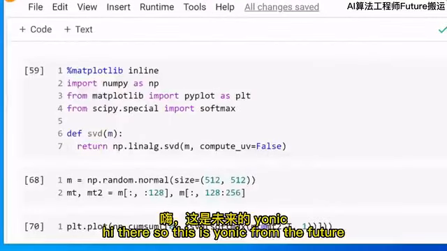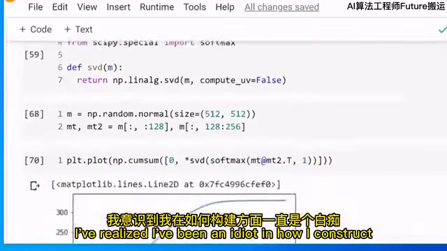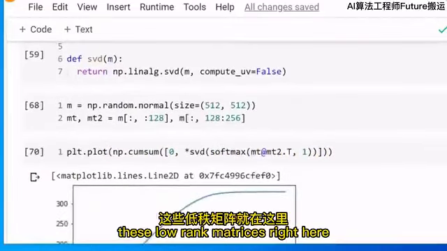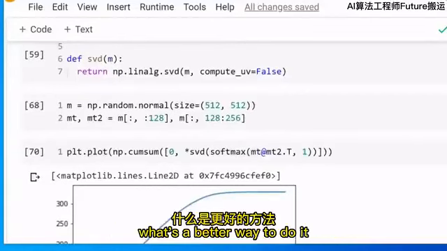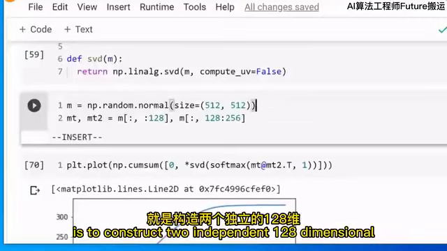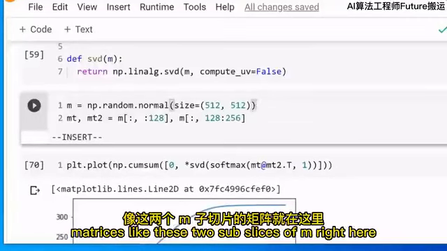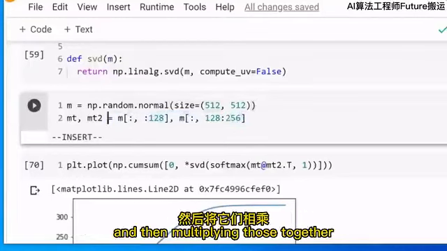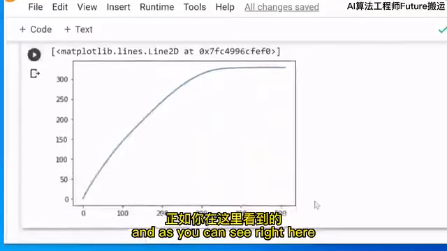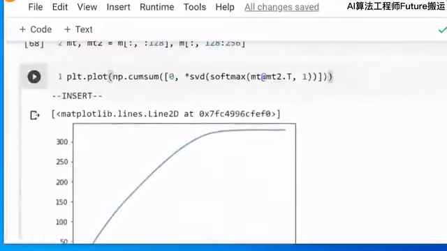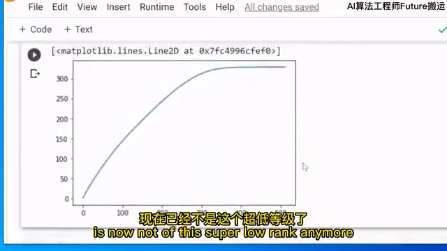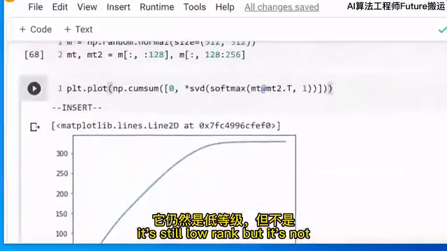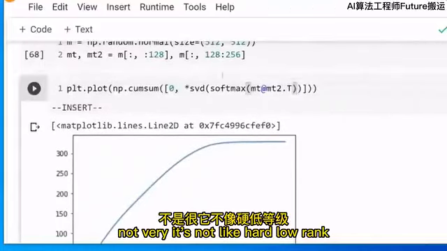Hi there, so this is Yannick from the future. I've realized I've been an idiot in how I constructed these low rank matrices right here by multiplying MT by itself, of course. What's a better way to do it is to construct two independent 128 dimensional matrices, like these two subslices of M right here, and then multiplying those together and looking at the SVD. And as you can see right here, the softmax of this is now not of this super low rank anymore. It's still low rank, but it's not hard low rank.